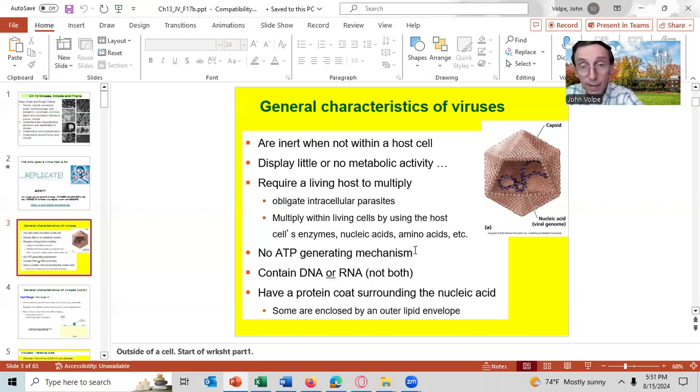Viruses also always have a protein coat surrounding the nucleic acid. So this is showing you the nucleic acid of a virus in blue, and it's the centralmost molecule. It will be surrounded by a protein coat of the virus. Some viruses are enclosed in an outer lipid envelope, which is outside the protein coat. Not all viruses have a lipid envelope, only some. Any question about any of that?